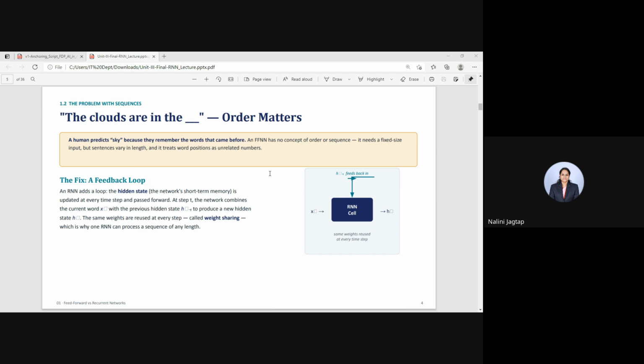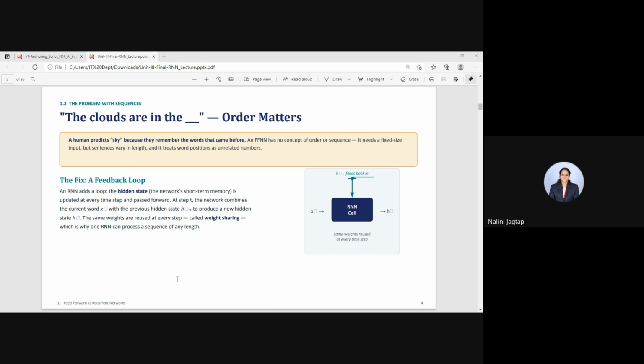Now, crucially, the same set of weights is reused at every single time step. This is called weight sharing. The network is not learning a different set of rules for word 1 versus word 50. It applies the identical transformation repeatedly, which is also why an RNN can handle sequences of any length with a fixed number of parameters, unlike a feed forward network, which would need a completely different, larger architecture for longer inputs.